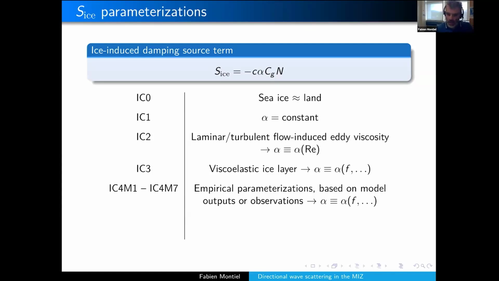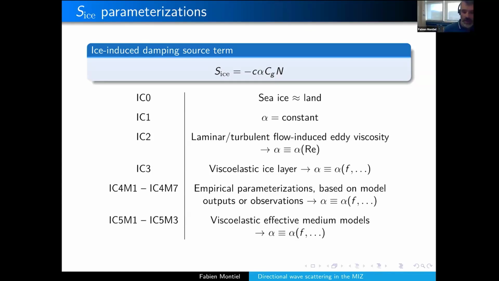And then came out IC4, so there are 7 of them, IC4M1 to IC4M7, and these are based on empirical parameterizations, and there are 2 types. Some of them are based on model outputs, and some of them are based on direct observations. And then the last set of parameterizations, the IC5s, there are 3 of them, and they are similar to IC3. So they model the ice cover as a viscoelastic effective medium, although they are simpler than IC3. And also they give an attenuation which depends on frequency. All right. So you can count if you want, but that's 14 of them.